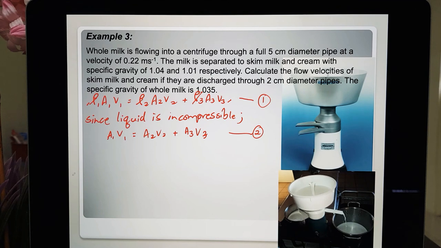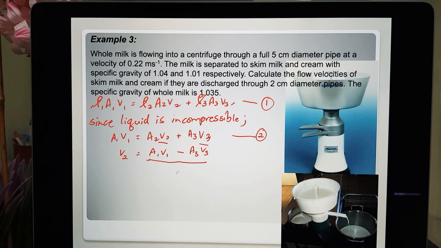For example, I substitute V2 in the mass balance. From this equation number 2, because V2 and V3 are the unknowns, for example, I want to get the value for V2, then I rearrange equation 2, and V2 becomes A1 V1 minus A3 V3, divided by A2. Okay, so this one is the third equation. So we have three equations that you need to use in order to solve this particular problem.